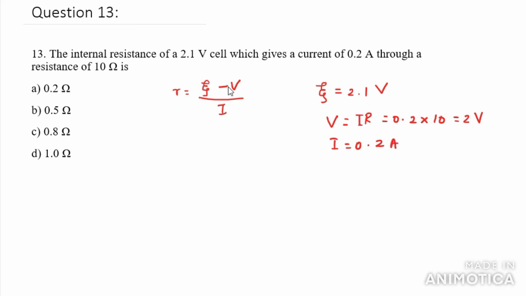So substituting the values, we can find the internal resistance, that is equal to 2.1 minus V, which is 2, divided by 0.2, that is equal to 0.1 by 0.2, that is equal to 0.5 ohms. So the internal resistance is 0.5 ohms. So B is the correct option.